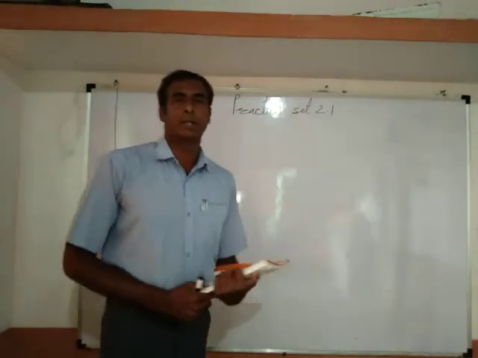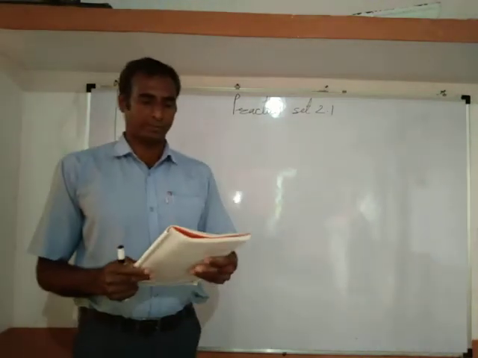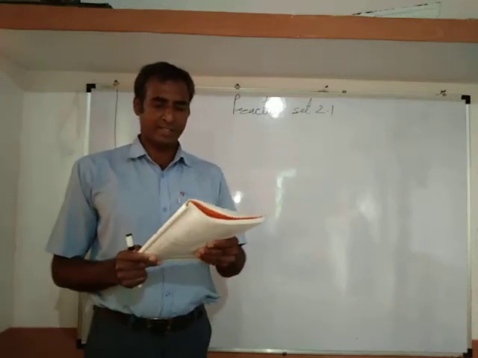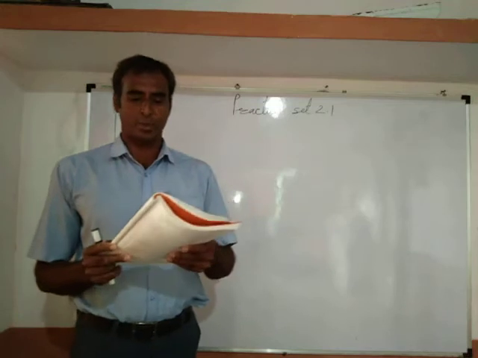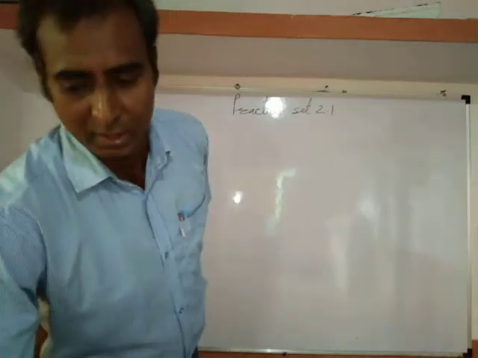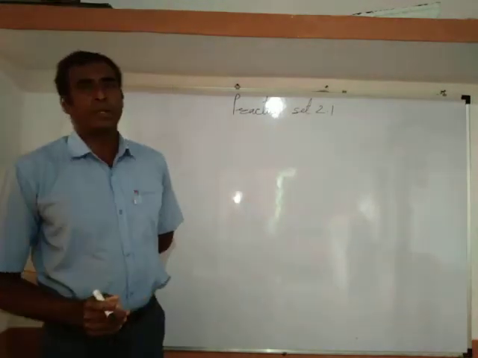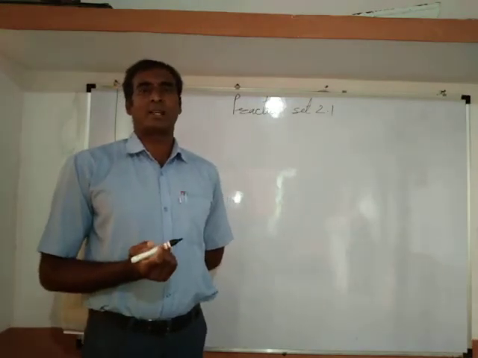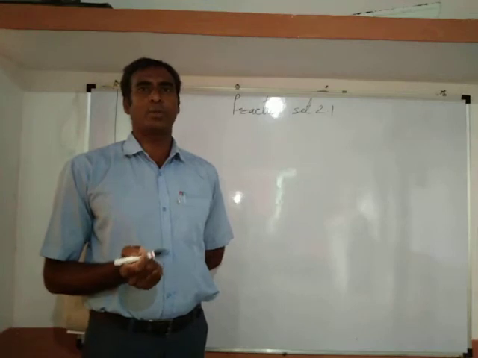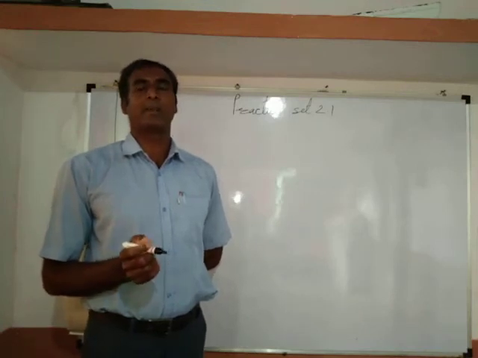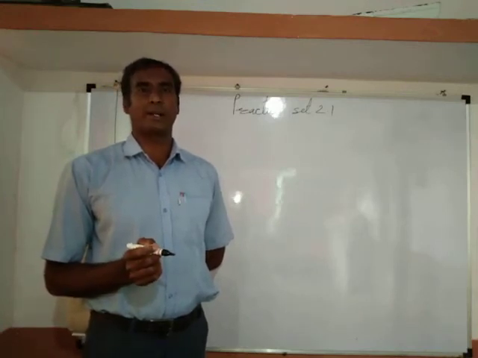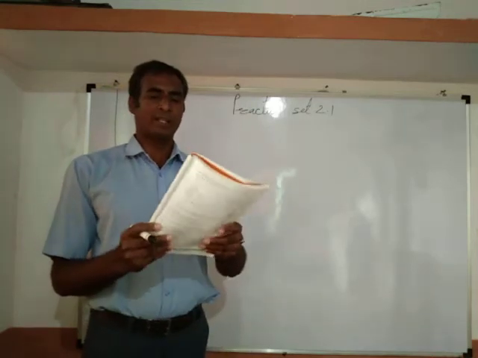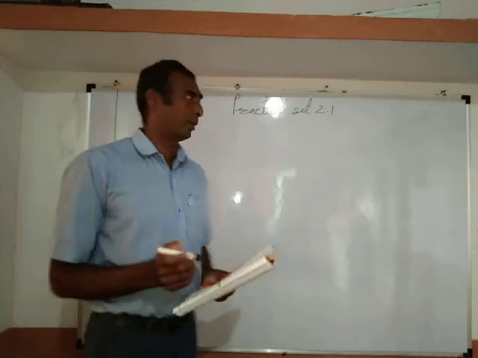Hello, let's solve practice set 2.1. Question first. Identify with reason which of the following are Pythagorean triplets. We know that a Pythagorean triplet is a triplet in which the square of the largest number equals the sum of the squares of the remaining two numbers. Then that triplet is called a Pythagorean triplet. Now let's verify whether the given triplets are Pythagorean or not.